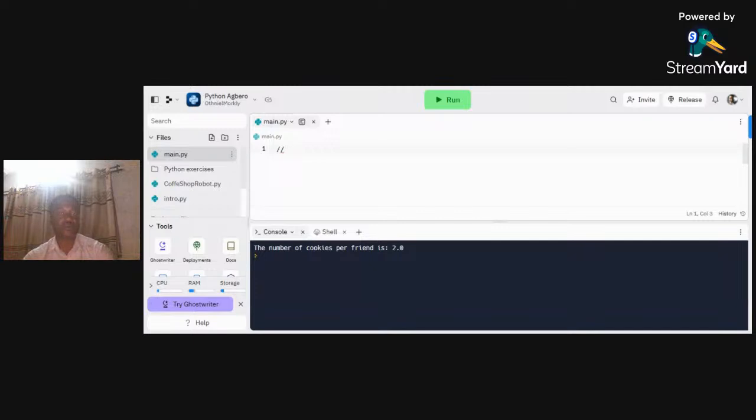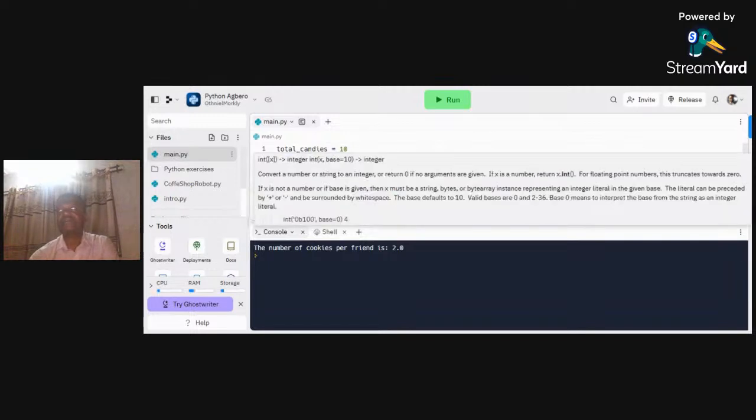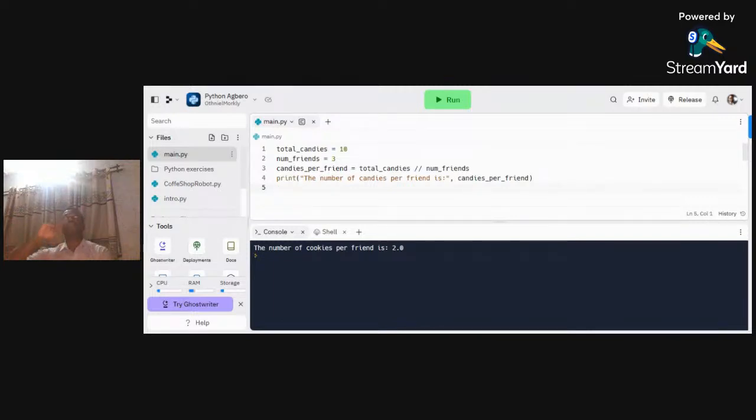Let me give you an example. Let's copy some code and paste it here. total_candies, the variable, we assign 10 to it. number_of_friends, we assign 3. candies_per_friend is another variable. We take this, and instead of one slash, we do two slashes, number_of_friends. Because you know when you divide 10 by 3, you're bound to get 3 point something. But here we're asking that it should not return the remainder. It should only return the whole number.